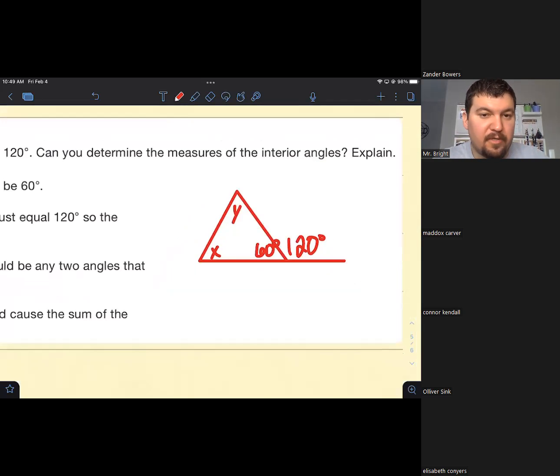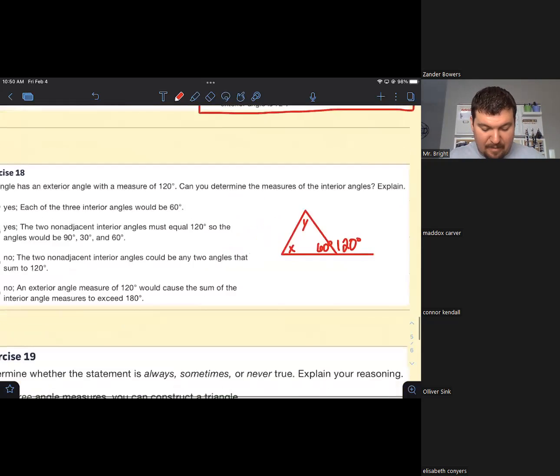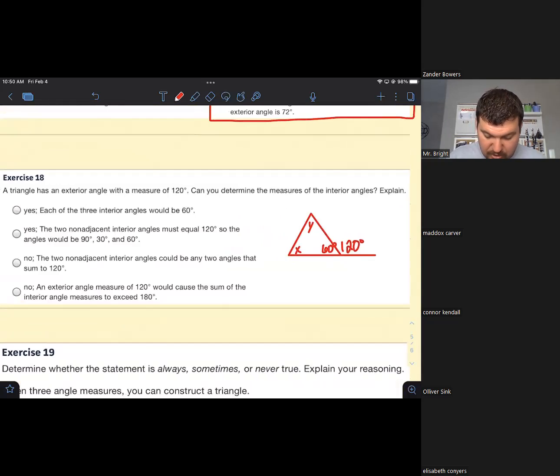Are there more than two numbers that add up to give you 120? Yeah, it could be another 60 and another 60. So they could be the same. It could be an equilateral triangle. It could be 70 and 50. It could be 10 and 110 for all I know. You know what I mean? So we aren't able to exactly pinpoint it. So the two non-adjacent interior angles could be any two angles that add to 120 degrees.